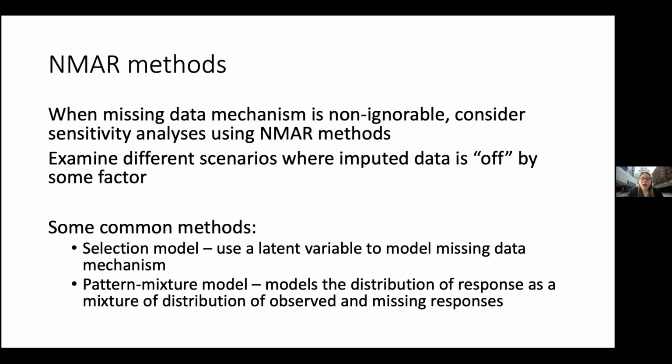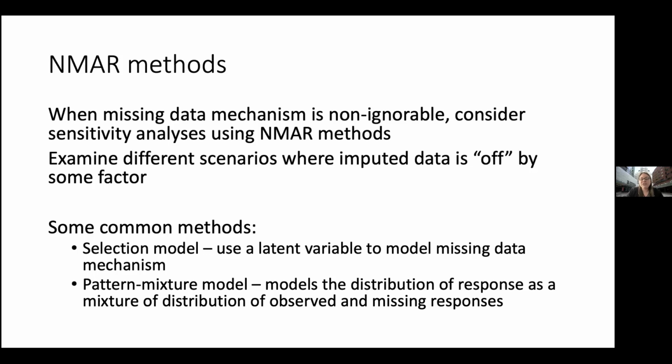So there are two common methods that you'll hear. A selection model, where we're using a latent variable. So again, latent variable means it's unobserved. We're inferring it from our data. So we use a latent variable to model the missing data mechanism.